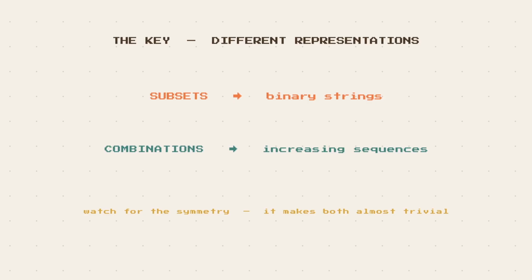Okay, so let's start with next subset. It's the cleanest of the three algorithms, and it will make binary counting feel brand new. Okay, let's understand next subset now.